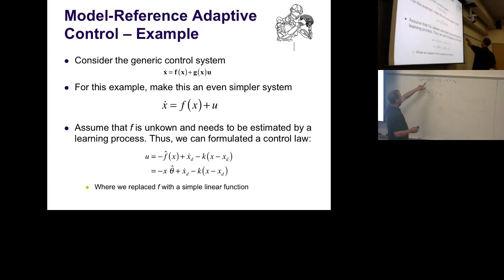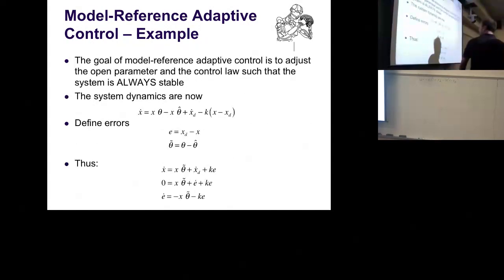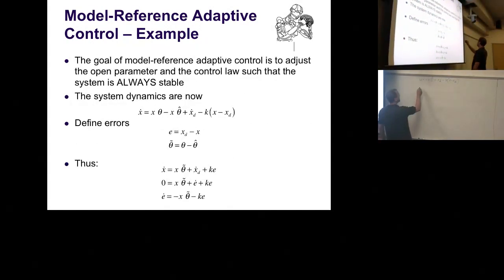And the next thing we're going to do is basically we plug this into our control system. So let's write this out one more time. This comes to the next slide. Okay, good. So we get now x dot equals f of x. f of x was x times theta plus this entire control law, x times theta hat plus x dot desired minus k times x minus x desired. Okay. So this is all plugged in.